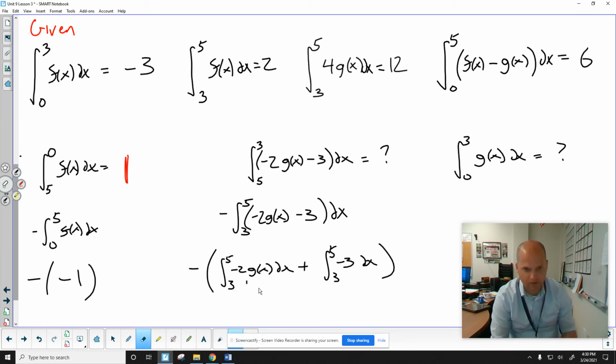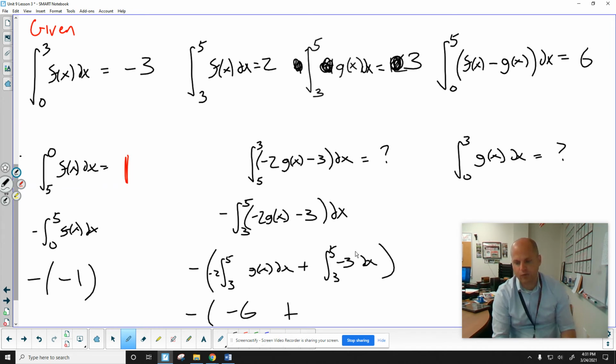I then find some values. So I want 3 to 5, and then I can pull this negative 2. 3 to 5 of g, and multiply that by negative 2. 3 to 5 of, okay, I got 3 to 5 of 4g. Okay, that's cool. Well, you know you could take this 4 out. You can divide by 4, and all of a sudden, this is 3. So I can do negative 2 times that 3, that's negative 6.